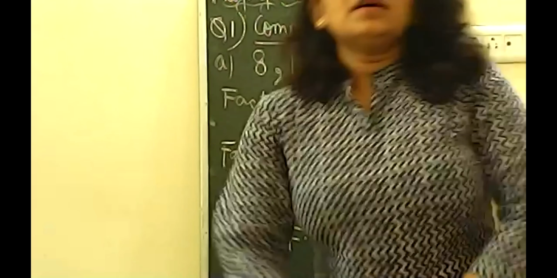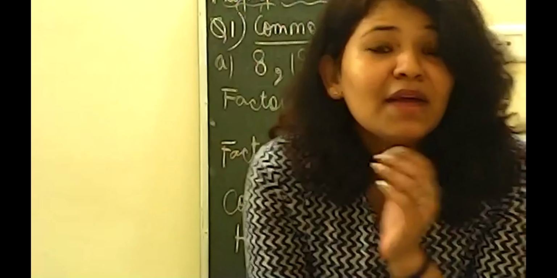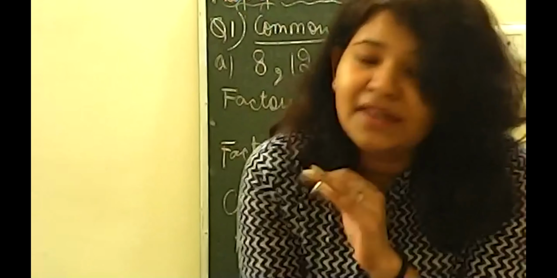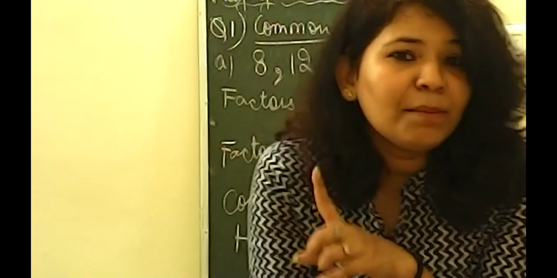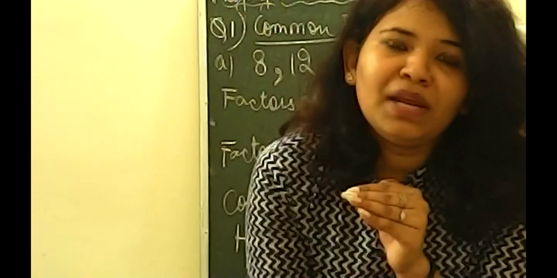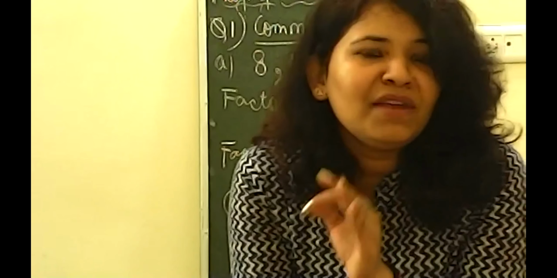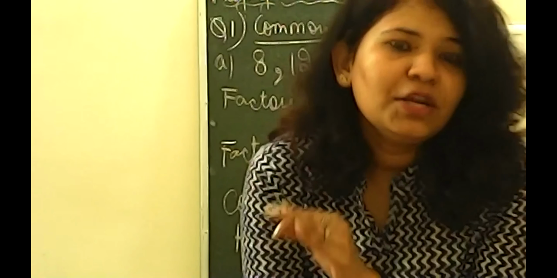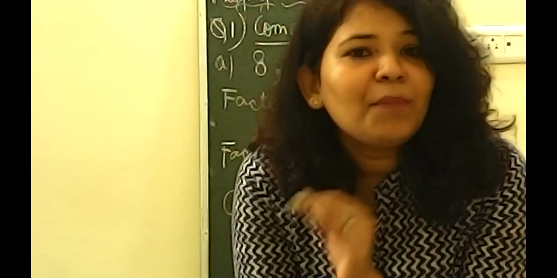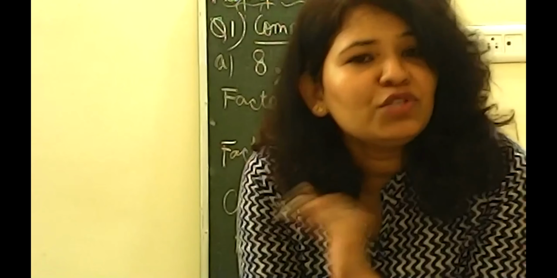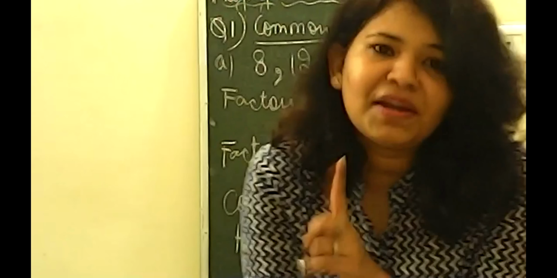Somebody asked me right now, ma'am, if nothing is common, then what is common in that? I will tell you this is a very interesting question and a very important concept. Remember, in numbers where nothing is common, 1 is common. Why is 1 common? Because 1 is a universal factor, meaning 1 is a number that is a factor of all numbers. So remember that where nothing is common, 1 will definitely be common, because 1 is a universal factor of every number.